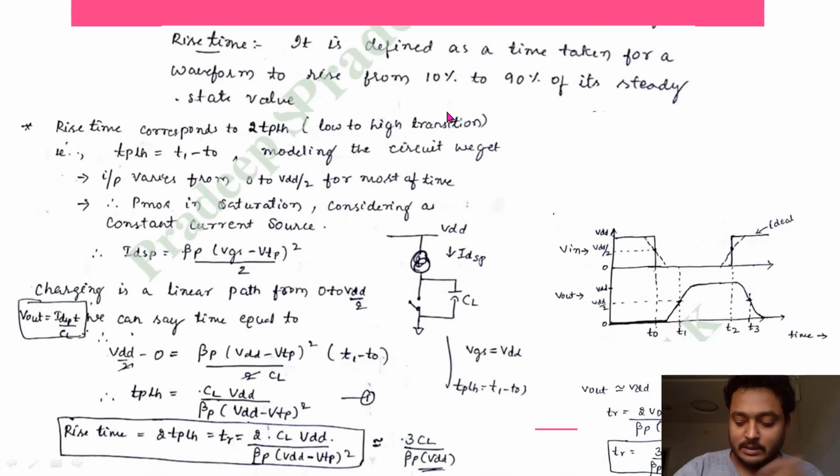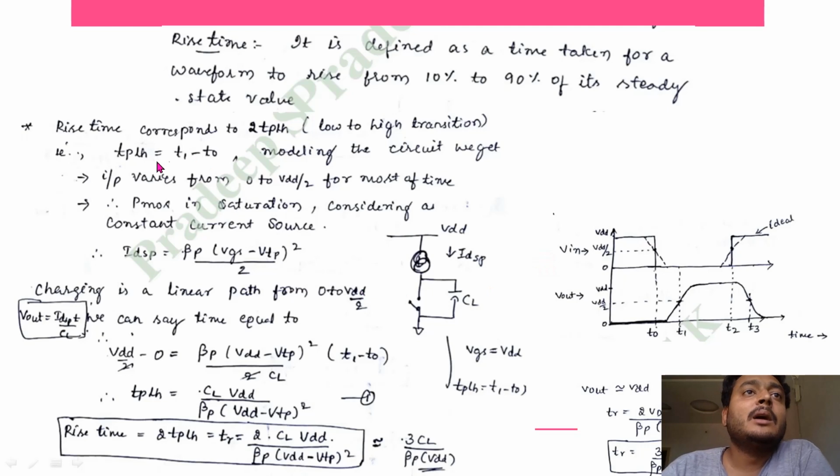Okay, so we can see that rise time is defined as the time taken for any waveform to rise from 10% of the value to 90% of the steady state. Now, as I said before, rise time corresponds to 2 times the TP low to high. This is T1 minus T0, the duration from here to here, which is TP low to high. If we double that, we get the rise time, from here to here. So we can call 2 times TP low to high the rise time in this case.